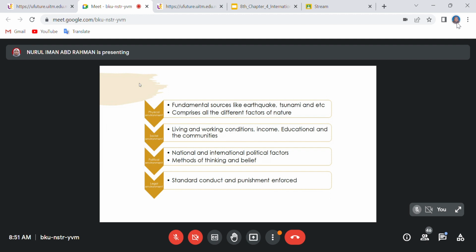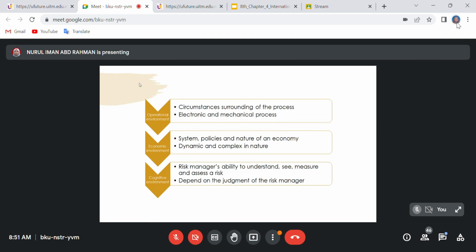Okay. So the next one, operational environment. This is where the risk came from the circumstances surrounding the process of production. Okay, when we talk about operational, you know it relates with processes, it relates with production line. So what happened? It can give rise to new risks because of electronic and mechanical processes. So from electronic, you can get new risks. For example, the machinery broke down, kan, rosak mesin. So what happened adalah risk loss of income. You cannot produce your product. So itu risk daripada operational lah.